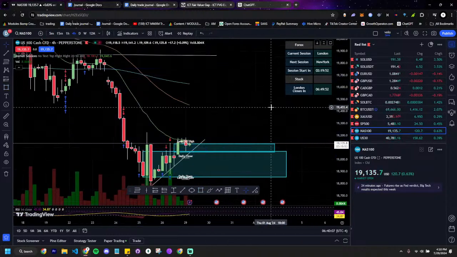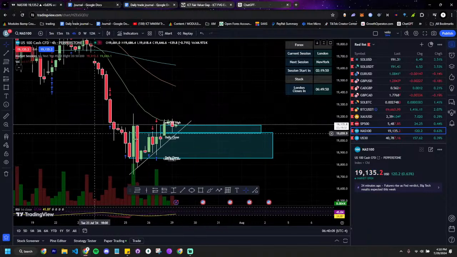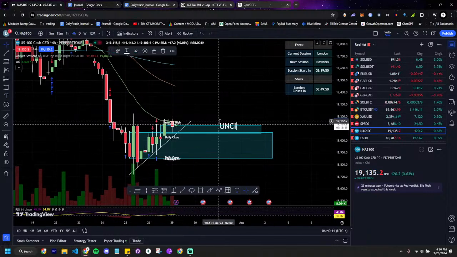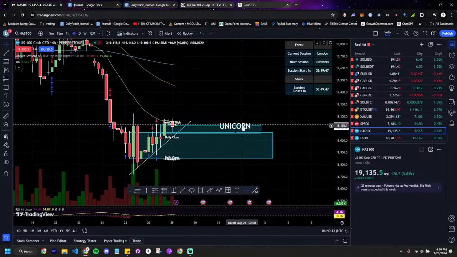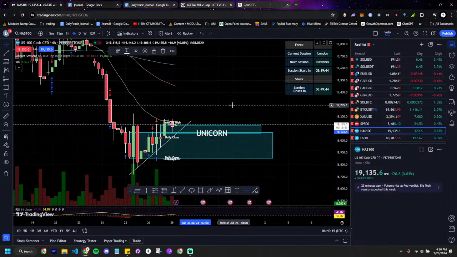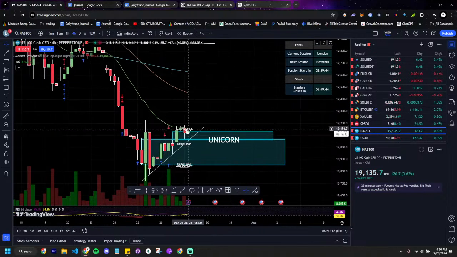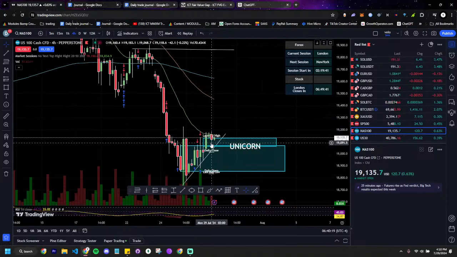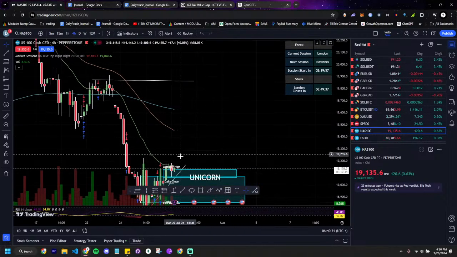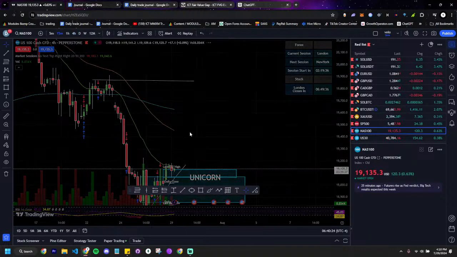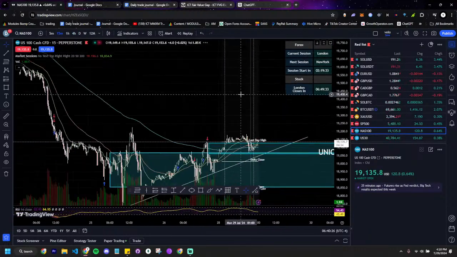So this is a unicorn right here. Let me actually get rid of this for now. So we have a unicorn right here. Let me just say unicorn, and let me put this in the middle of both of these so that it makes more sense. All right, so we're retracing this. We're using this level as support. We're going to retest this level right here, and then we're going to retrace all the way towards buy side liquidity, which is all the way up here, as y'all can see.